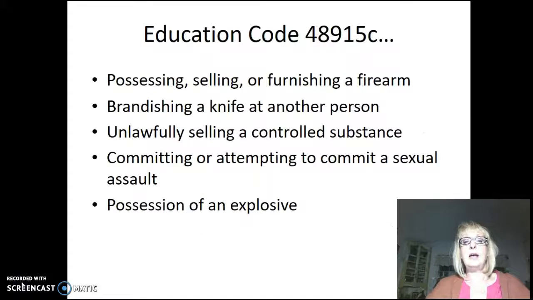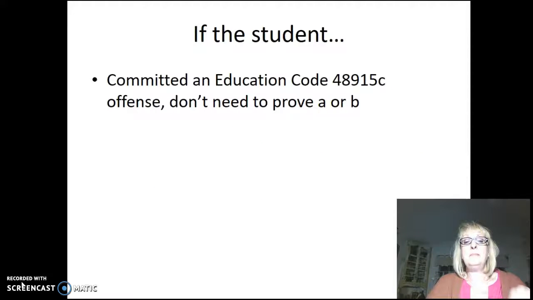So once they decide if the student is going to be expelled, they look at if the student has basically gone against Education Code 48915(c), which is possessing or selling or furnishing a firearm, brandishing a knife at another person, unlawfully selling a controlled substance, committing or attempting to commit a sexual assault, or possession of an explosive. These are incidents where the student can be expelled. If the student has committed this offense, you don't need to prove A or B that I mentioned previously.